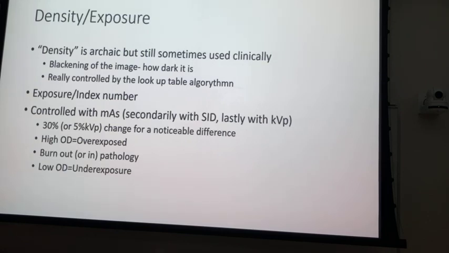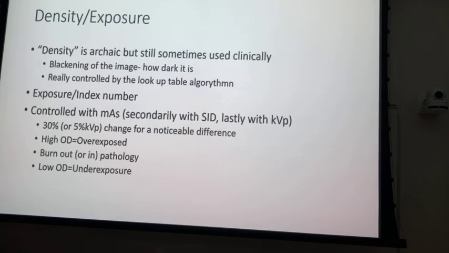It's not what we were talking about on Wednesday, individual density in a particular area. We were talking about differences in tissue density giving us differences on the image. That's really your contrast. What we're talking about here is the entire image being overall too dark or too light. So it's really our index number now, and it's controlled by mass, and secondarily by everything else, so secondarily by SID, and lastly by kVp.